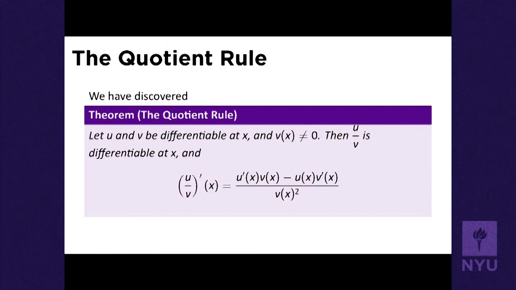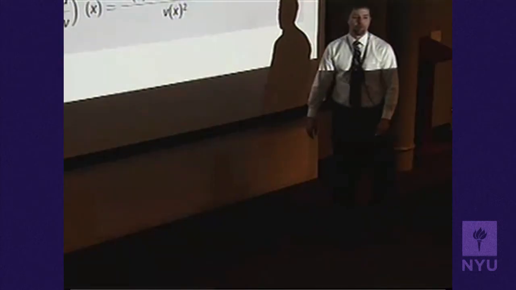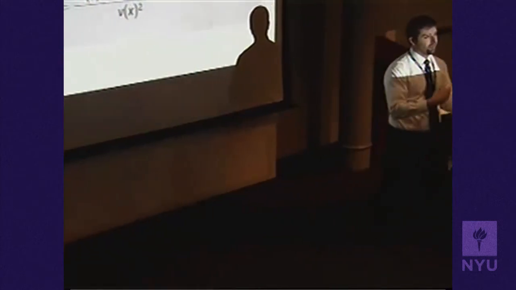Okay? As long as, well, again, you can't use any of these theorems to tell a lie. So if v of x is not 0, then the quotient is differentiable. If v of x is 0, then, hard work. Okay?